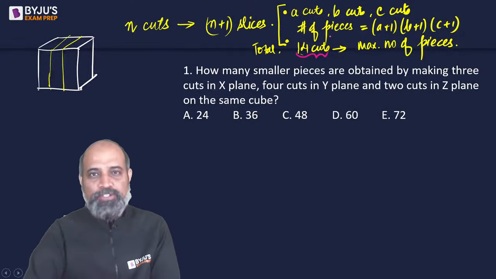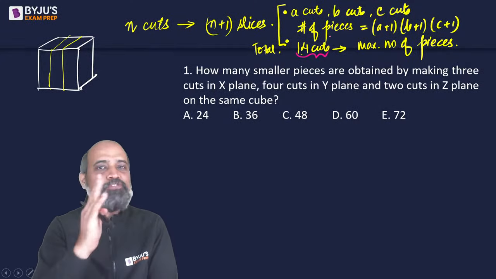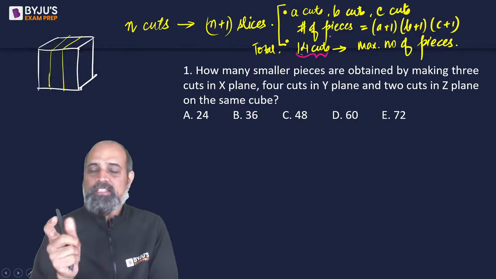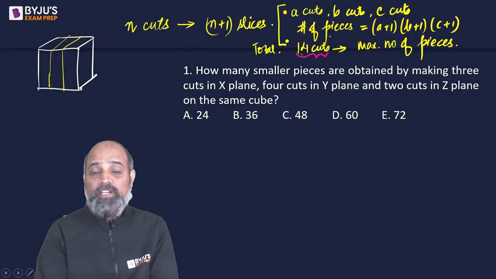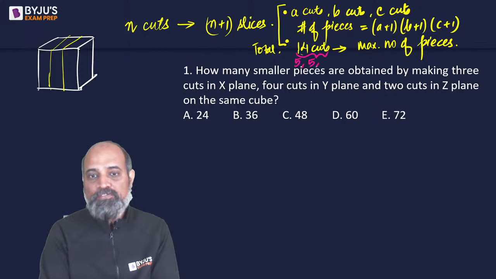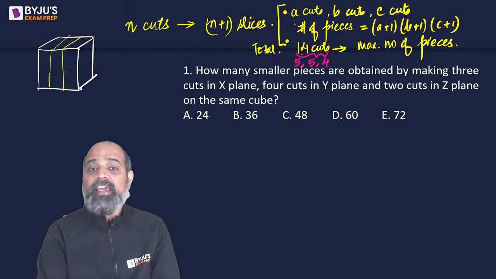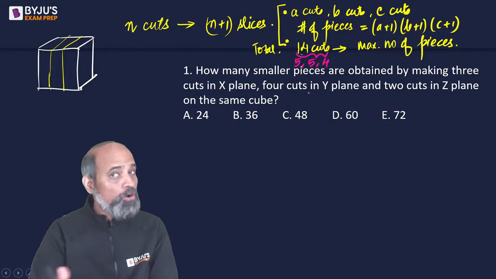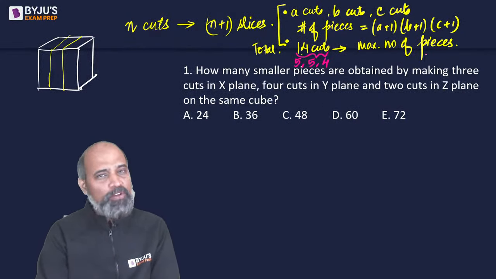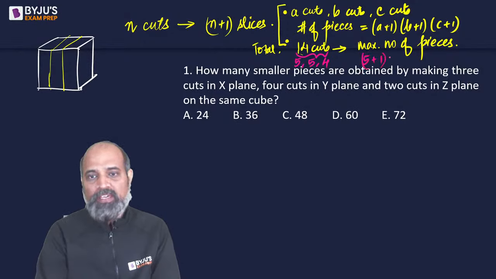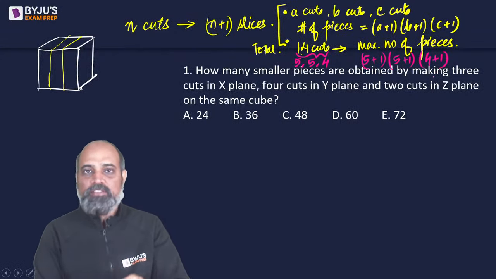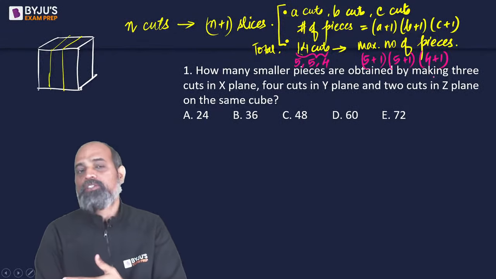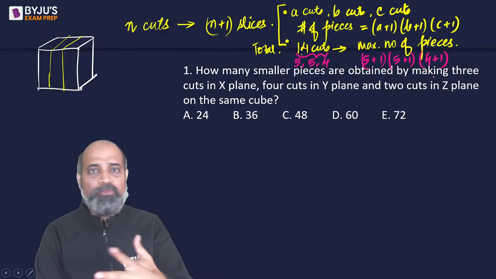Suppose instead of 14 it was 15, then 15 would have meant 5, 5, 5. The sum of three 5s is 15 and they're closest to each other, right? Now since it is 14, the closest we can go is 5, 5 and 4. That means A is 5, B is 5 and C is 4, or they are in any order. Anyway, the number of pieces will be 5 plus 1 into 5 plus 1 into 4 plus 1. So if you know the individual cuts along each of the axes, you add 1 to them and multiply together, you will get the total number of pieces. There is no maxima or minima there.